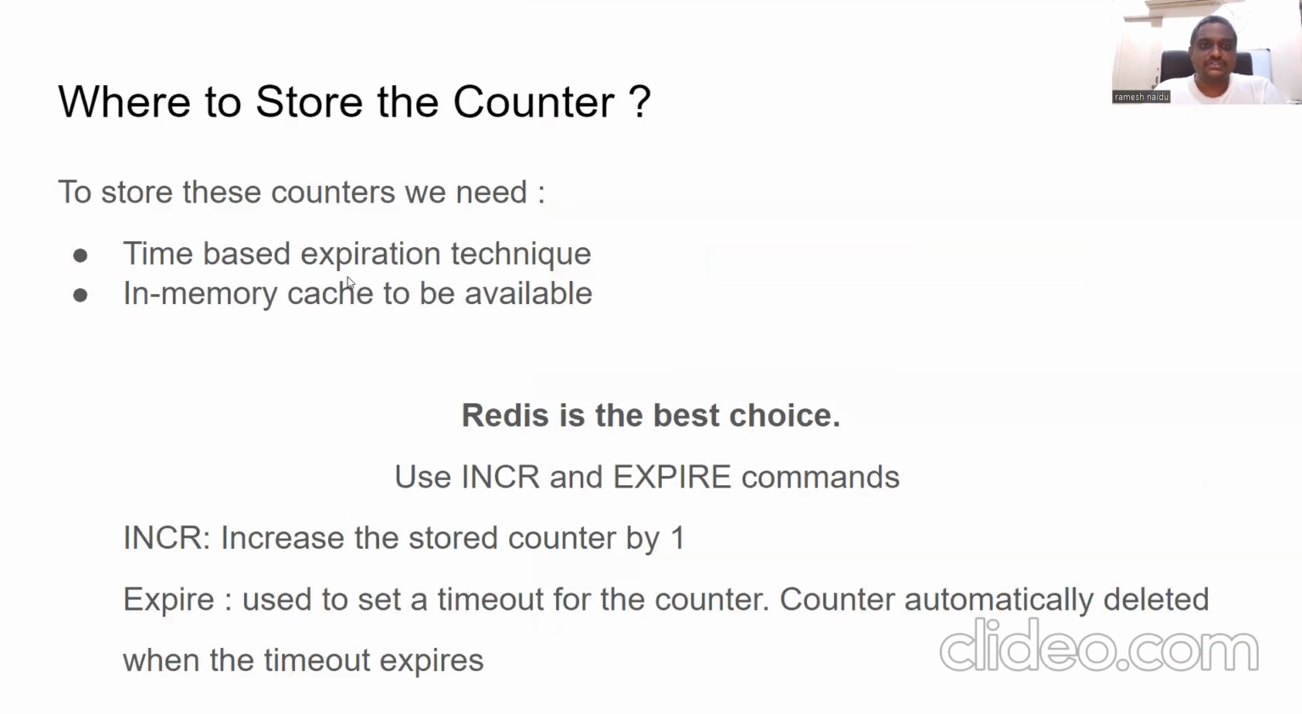So where do we store this counter? I'm saying again, the counter is quite important for the entire logic. Where do we store it? We need to think of a place where I can use time-based expiration techniques, and we have in-memory cache available. Wherever these two are present, it's a better place to store the counters. And naturally, Redis is my best choice, because we have the INCR command where the increment can be done atomically, just +1 without much computation. The EXPIRE command, which I can use to set the timeout for the counter. The counter automatically gets deleted once the timeout expires. So these are the use cases where I feel Redis is the best choice to store the counter.